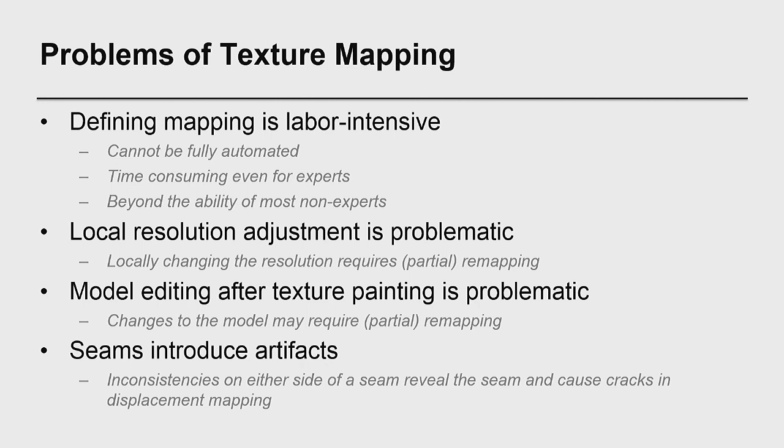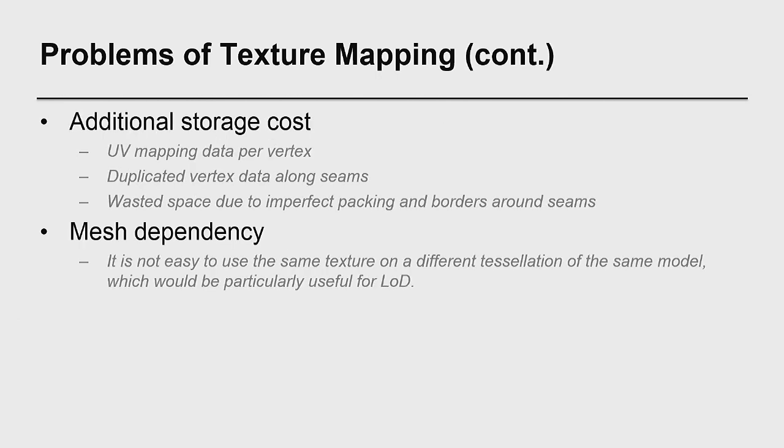And also, even if you're happy with your mapping, they introduce seam artifacts in rendering. There are also additional storage costs, right? We have duplicating vertex data, but also we are not perfectly packing our color information in texture space. We need to put some space between different pieces, and that adds some storage cost as well. And, of course, there's mesh dependency. You do your mapping for a particular mesh, and it may not work for a different tessellation of your mesh.